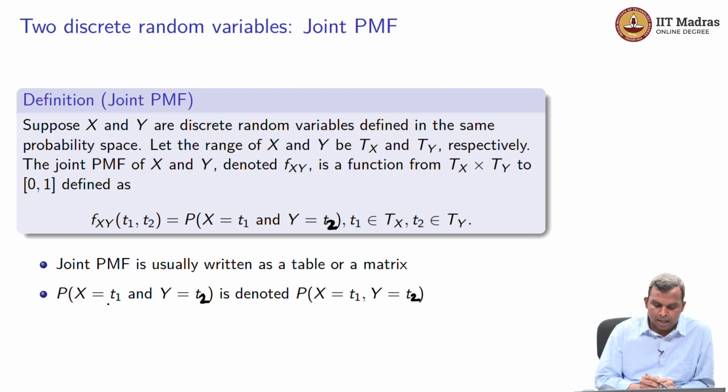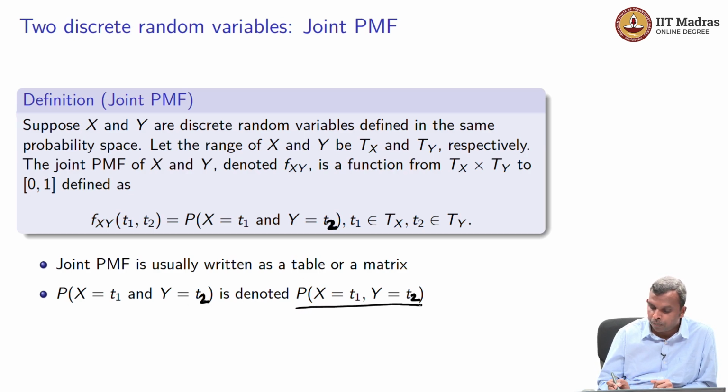Okay? And notice this popular notation. So this notation is very important. So instead of writing this and complicating things, we'll simply put a comma. X equals T1, comma, Y equals T2. So this comma, don't interpret it as 'or' or anything, it is 'and'. So this is both of these, and the probability of that is the joint PMF.